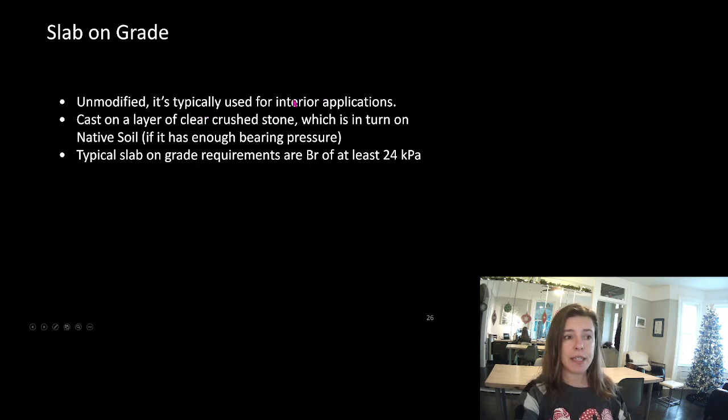It's usually for an interior application, and it's cast on a layer of clear crushed stone, which is in turn on native soil. We need it to be able to support 24 kPa. Again, this is a fantastic, easy quiz exam question. What bearing capacity do we need for a slab on grade? 24 kPa. Remember, our footings were often 50, 75, 100, 150 to 200, but our slab on grade only needs to be around 24 kPa, unless there are unusual things happening in that building.